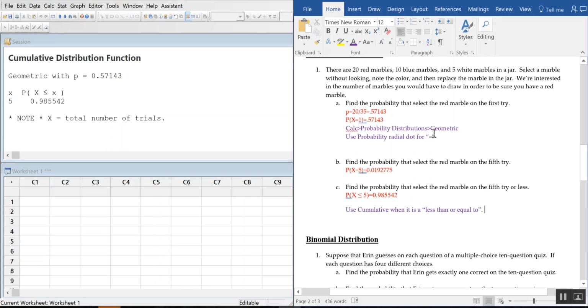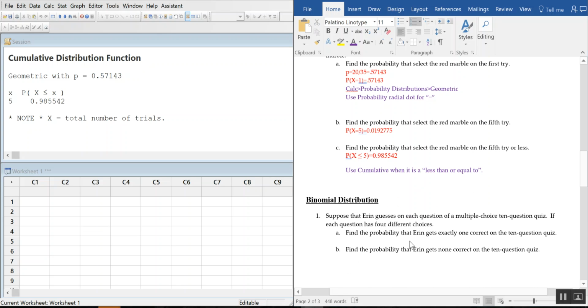So when this happens, you're going to have to manipulate yourself into getting what you need. Since it only does a less than or equal to, if you need a greater than, you can do the complement of the event to get the greater than, or you can do other ways to manipulate this. I'm going to do some more complicated ones with the binomial.